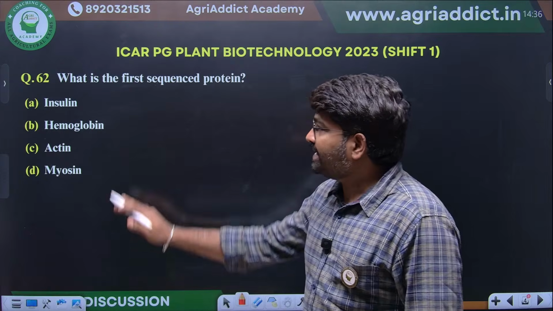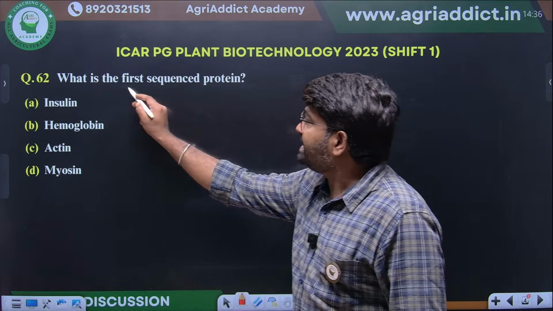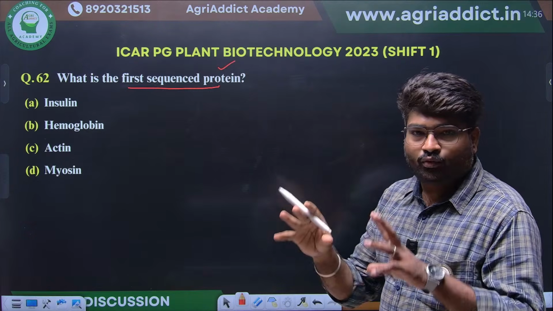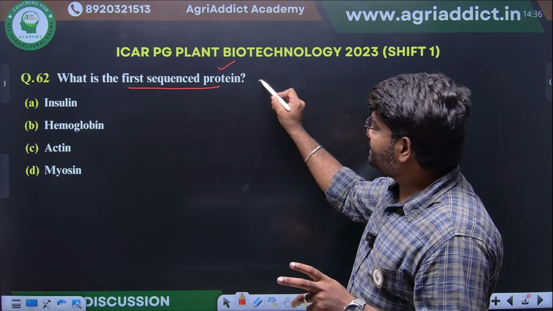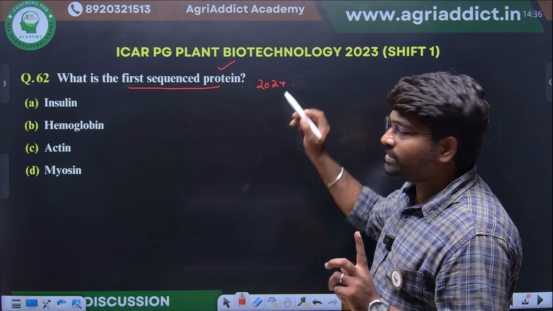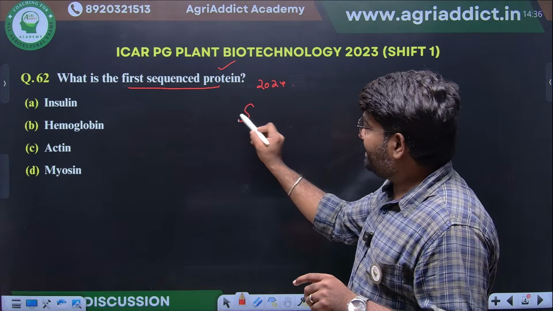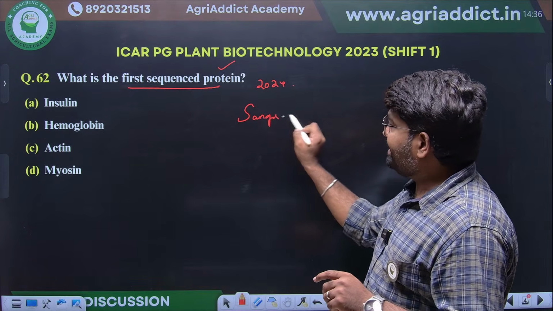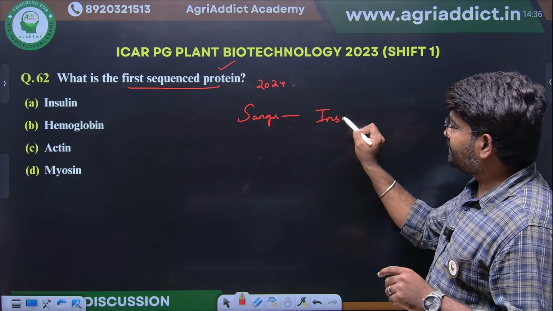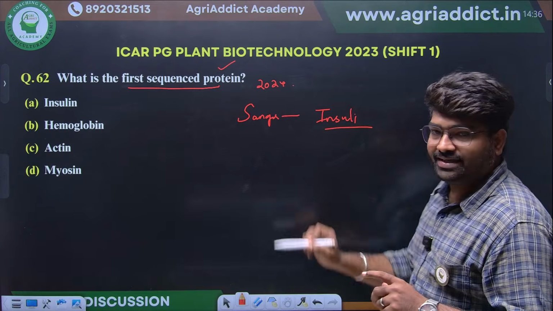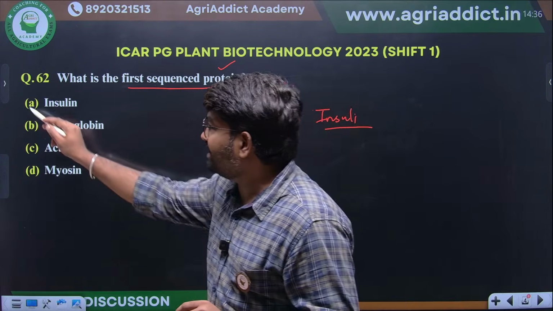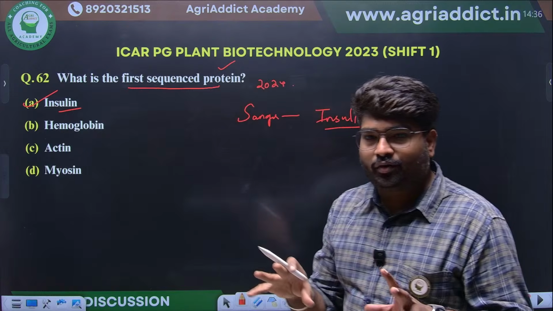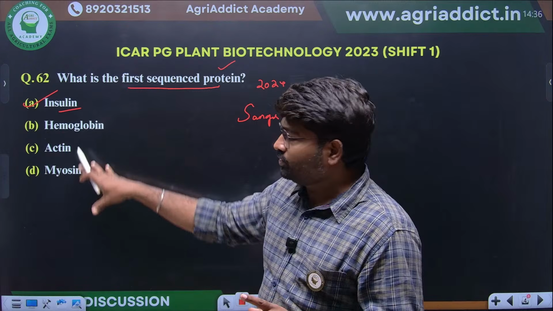Second, what is the first sequenced protein? This is very similar; we have seen it in the 2024 question also in match the following. Sanger did the sequencing of insulin. He sequenced insulin first. Yes, correct, insulin. Now we are going to some important points related to the other options.